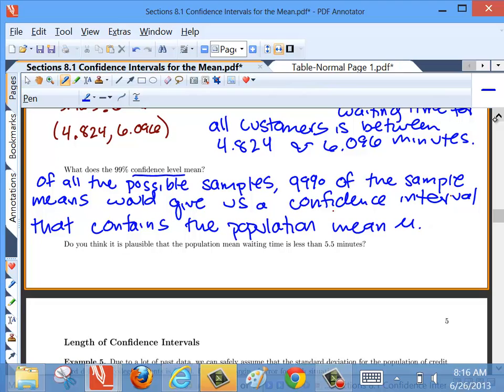I would look at this and probably say, well, 5.5 is in there, so it could be less, but it could also be more because my confidence interval does go above 5.5. So I'm not quite sure. We don't actually have enough information here to know. How can I narrow down that confidence interval and maybe know for sure? Take a larger sample size.